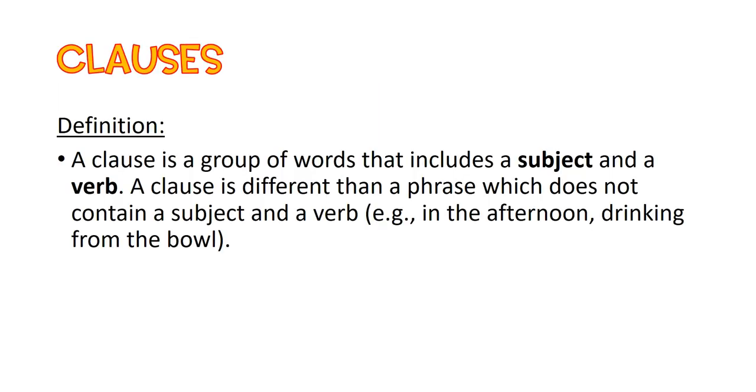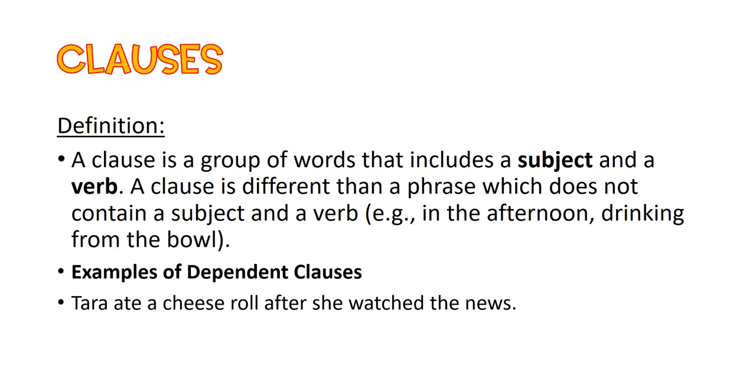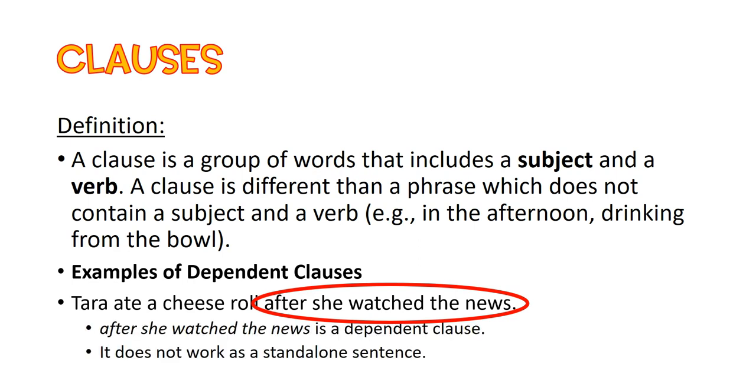A clause is a group of words that includes a subject and a verb. A clause is different to a phrase which does not contain a subject and a verb. For example, a phrase might just be in the afternoon or drinking from the bowl. Examples of dependent clauses might be Tara ate a cheese roll after she watched the news. After we watch the news is a dependent clause because it does not work as a standalone sentence.